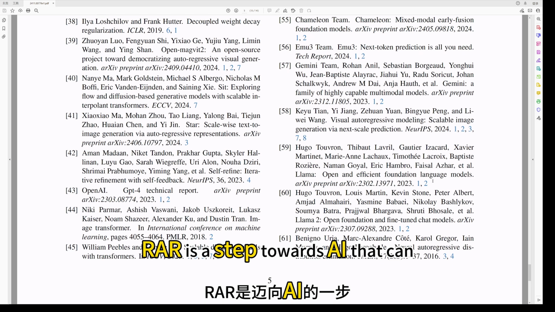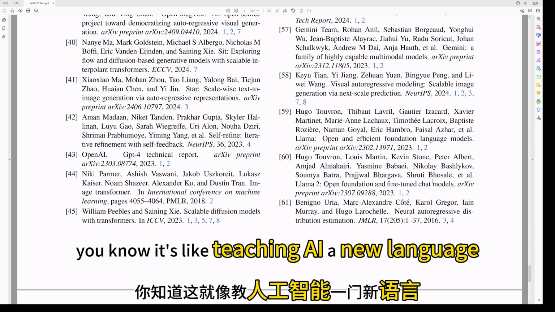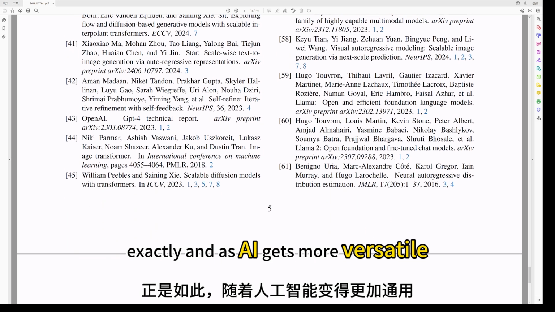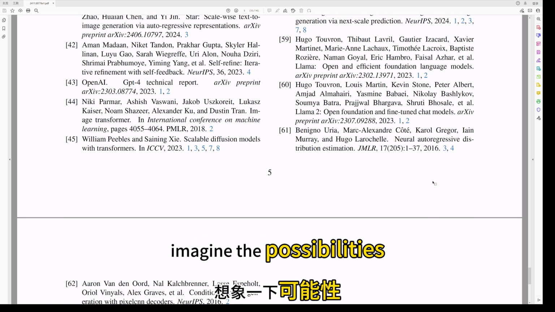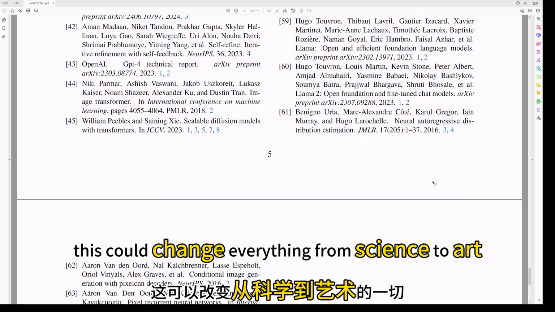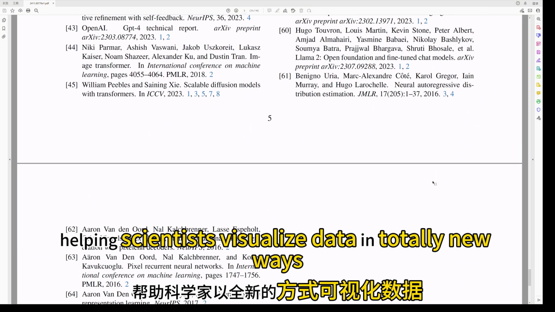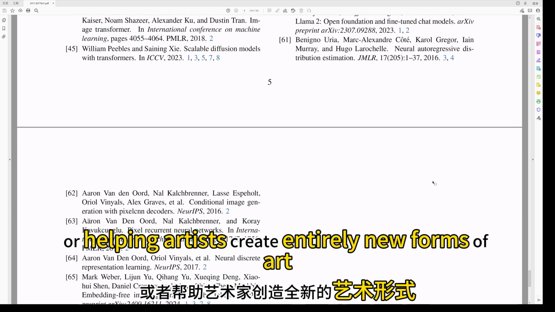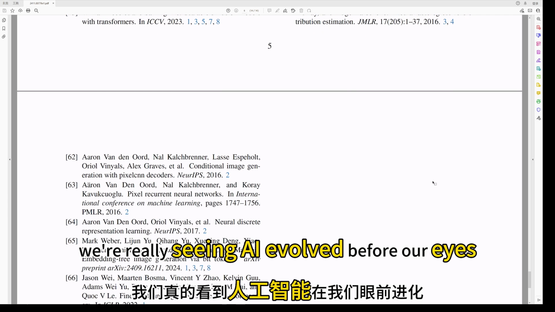Right. RAR is a step towards AI that can communicate more like us, you know? It's like teaching AI a new language, one with both words and pictures. Exactly. And as AI gets more versatile, it can tackle way more complex problems. Imagine the possibilities. This could change everything, from science to art. Imagine AI helping scientists visualize data in totally new ways, or helping artists create entirely new forms of art. It's mind-blowing. We're really seeing AI evolve before our eyes.